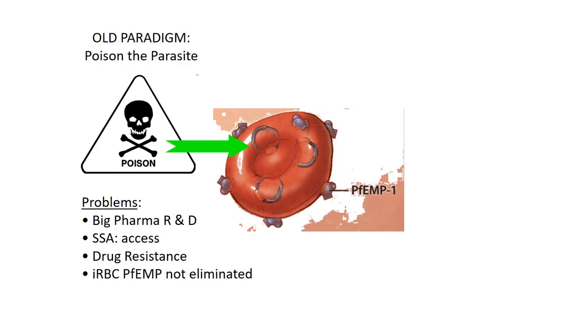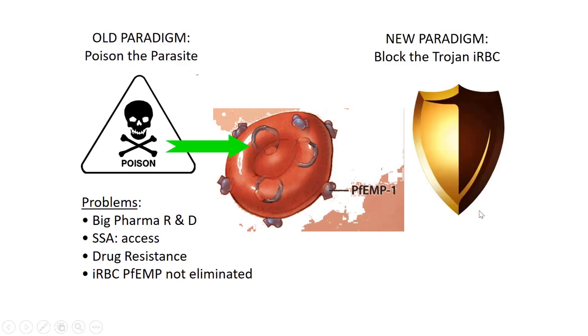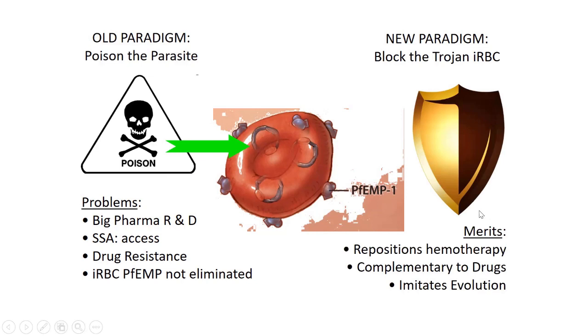And so if you want to bypass the membrane molecular lesion that is already present, then maybe you want to block the Trojan infected RBC with the merits of conscientious or conscious chemotherapy. So again, using group O red cells or using soluble A antigen-based plasma products to imitate evolution and to serve in a manner that is complementary to drug action.